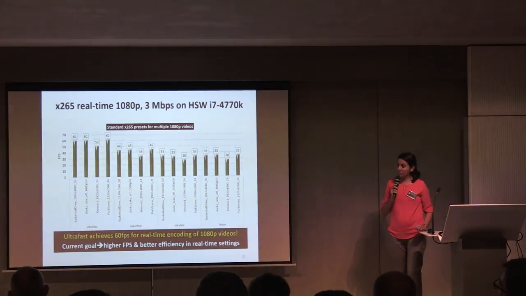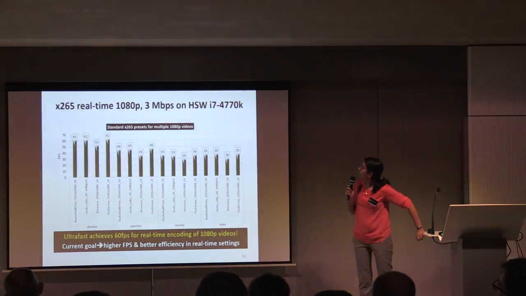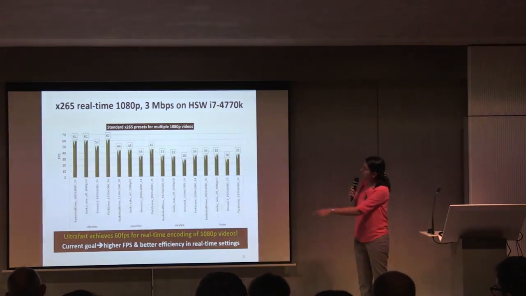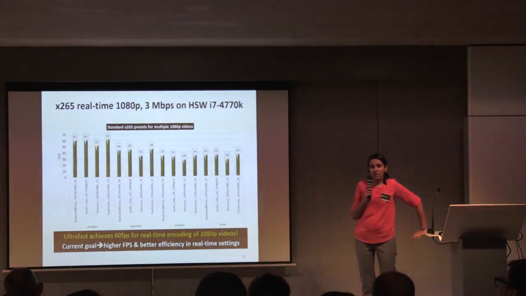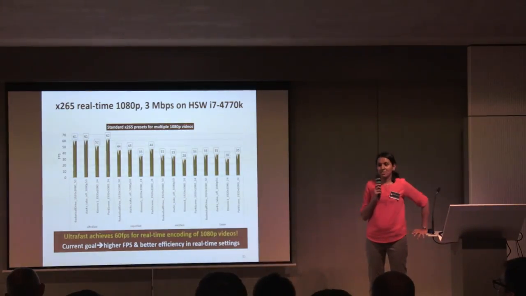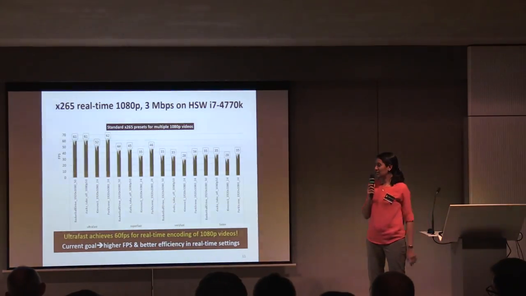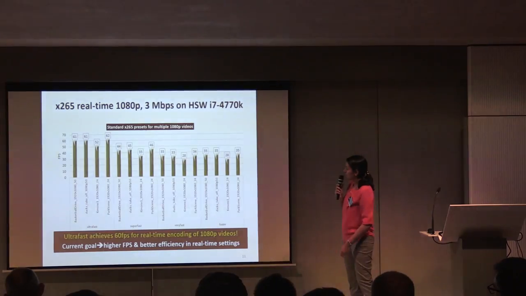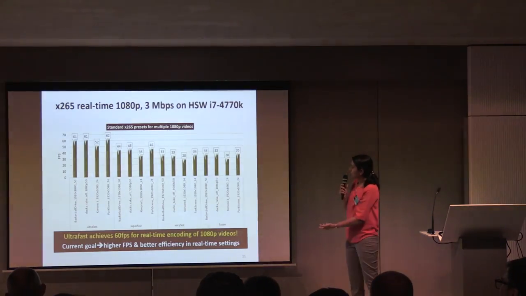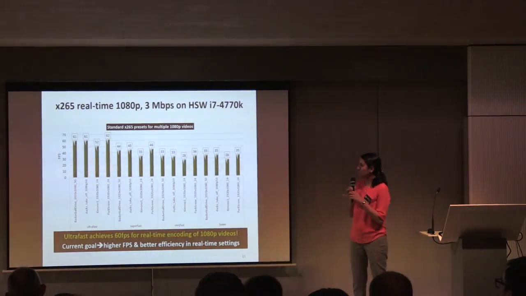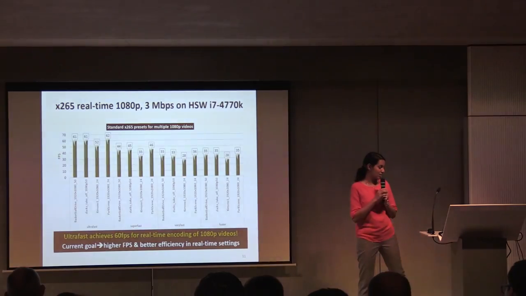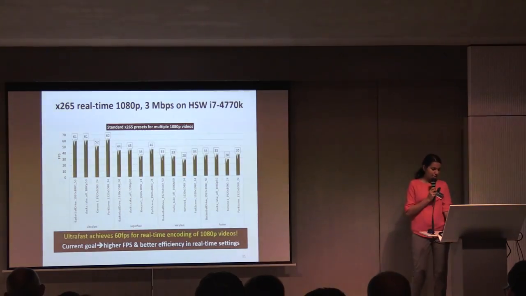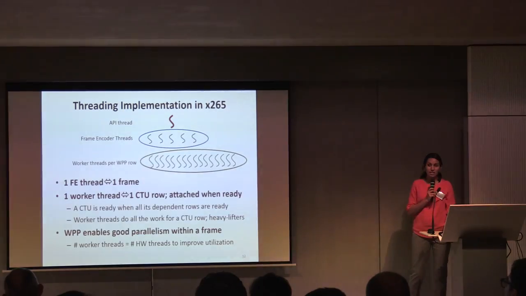x265 real-time 1080p, the ultrafast preset runs at 60 frames per second on a standard Haswell desktop. But of course, no one cares about ultrafast. Its efficiency is terrible, visual quality is terrible, so that's where it is. But for the other presets, a decent preset is probably in the 30 to 40 FPS range for 1080p real-time on a Haswell desktop, so we do have a while to go.